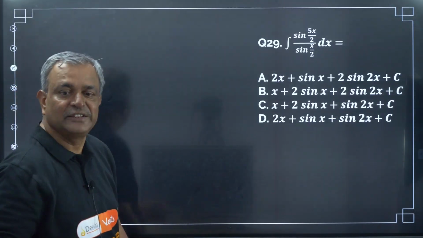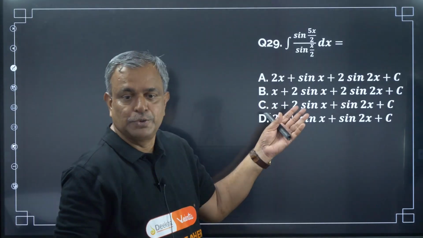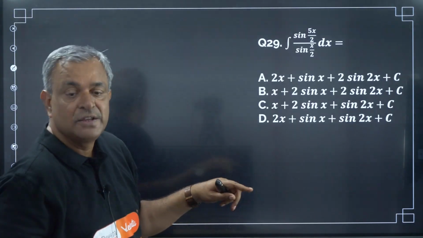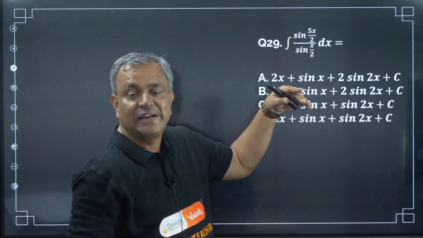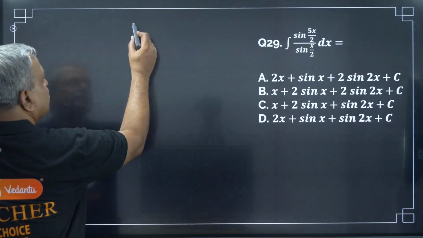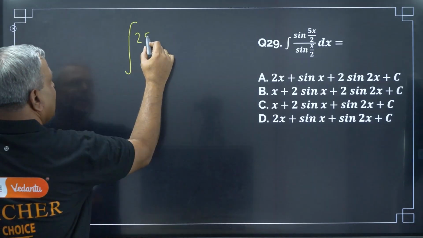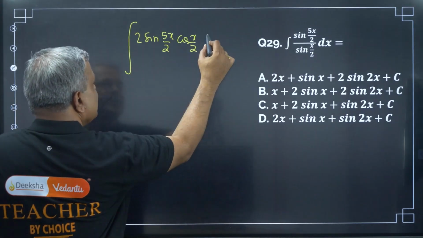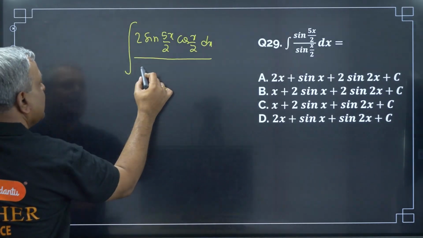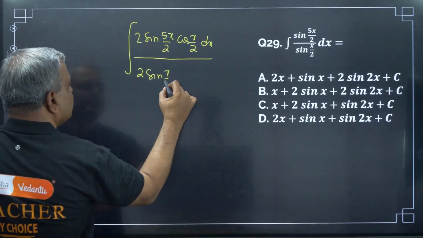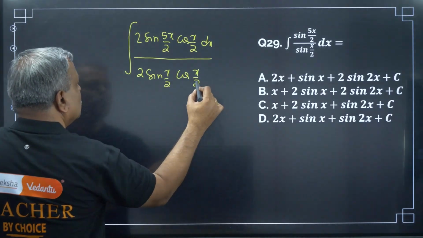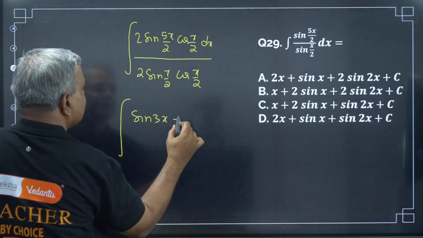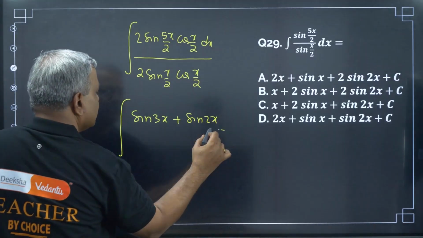29. So it is a little lengthy problem because you won't get an idea what to do. So what denominator do you have to eliminate? The denominator can be eliminated when the half angle has to be changed to double angle. The concept is 2 sine 5x by 2 into cos x by 2 dx divided by 2 sine x by 2 cos x by 2. So this becomes 2 sine a cos b is sine a plus b, sine 3x plus sine 2x.